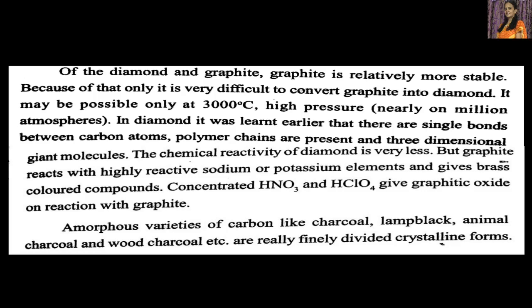But graphite reacts with highly reactive sodium and potassium elements and gives brass colored compounds, because it is a little bit more reactive when compared to diamond. And concentrated HNO3 and HClO4 are strong oxidizing agents. They react with graphite to give graphitic oxide.